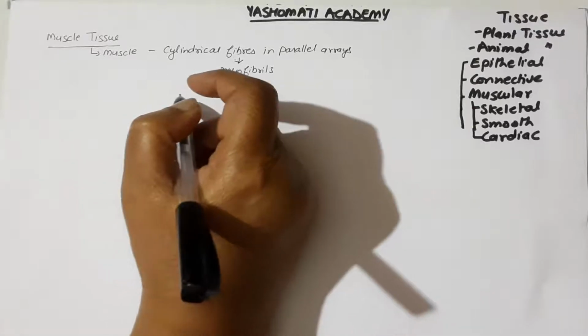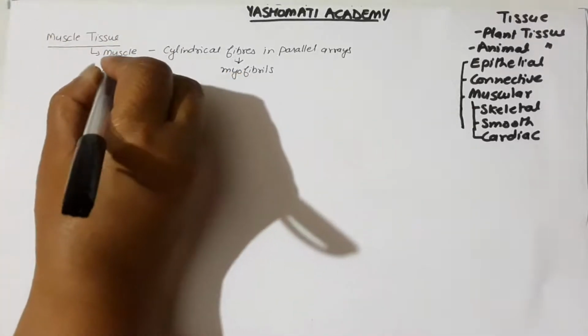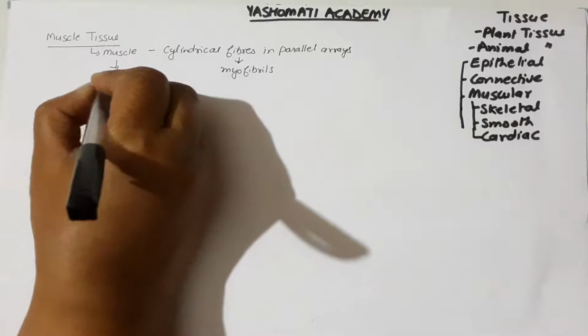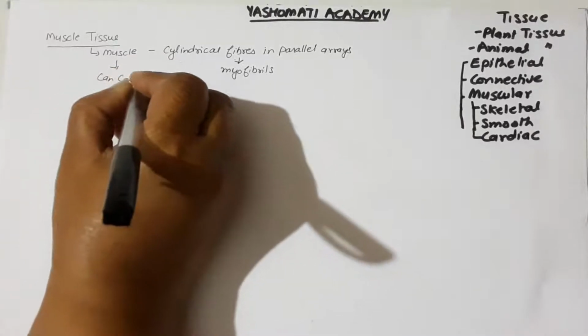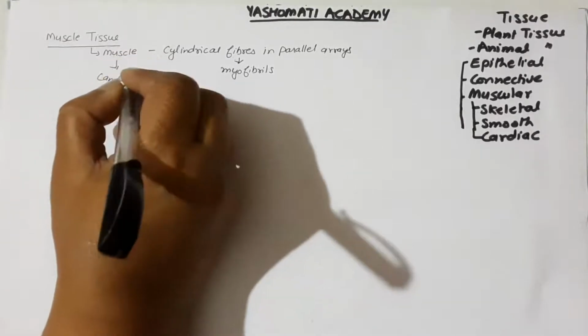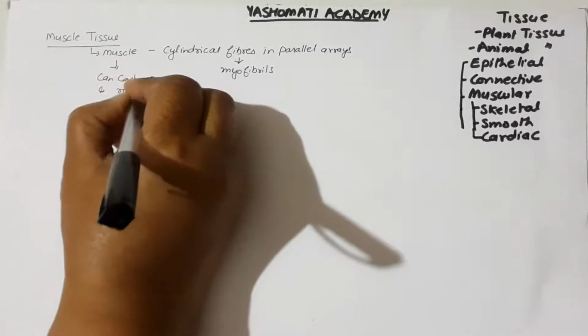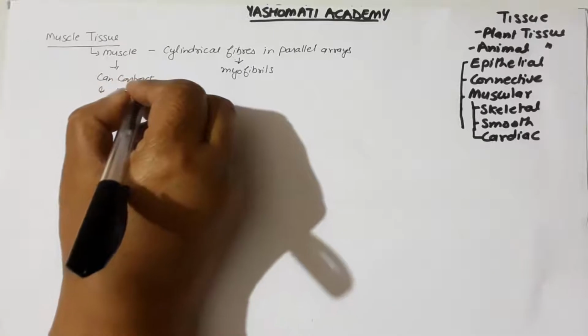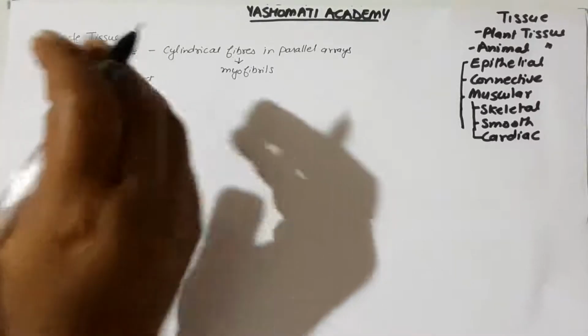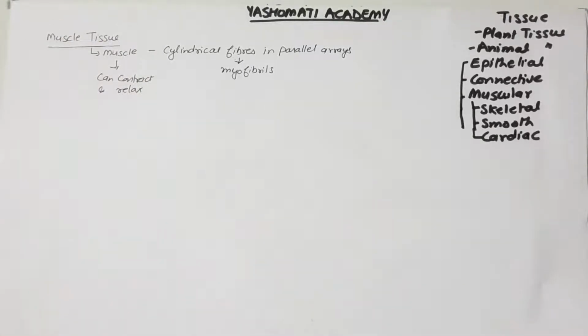Characteristic feature of muscle is that muscle cell can contract and relax. So when muscle contracts, then its length shortens. When it relaxes, then it lengthens. So it is a kind of elastic tissue which can be contracted and relaxed.